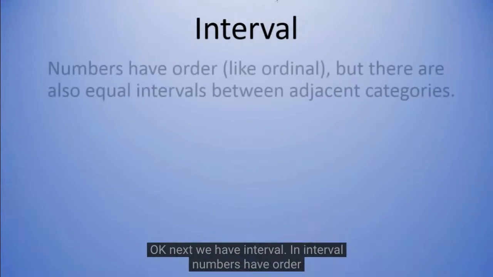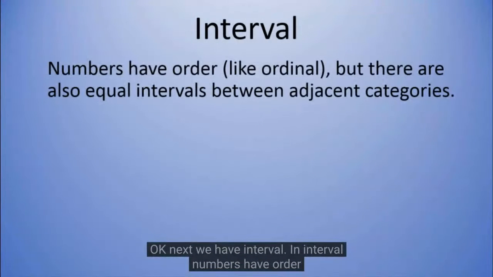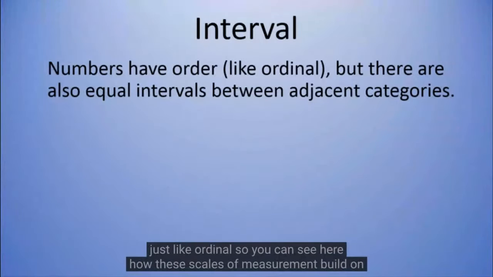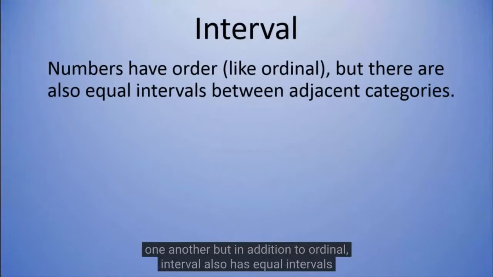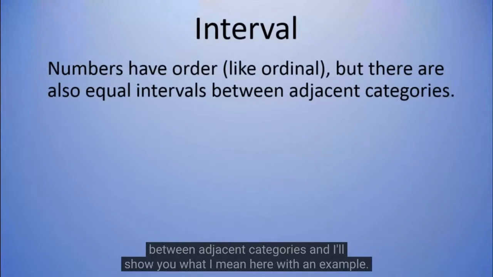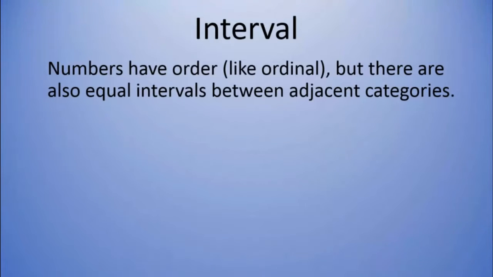Okay, next we have interval. In interval, numbers have order, just like ordinal. So you can see here how these scales of measurement build on one another. But in addition to ordinal, interval also has equal intervals between adjacent categories. And I'll show you what I mean here with an example.